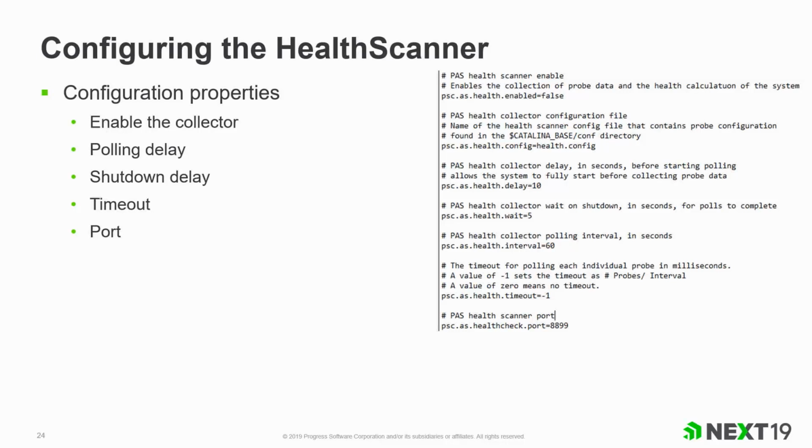This is probably Catalina.properties, which is one of the property files that you can edit through tcman config. The wait interval, we have a wait interval on shutdown so that we can wait for a poll to complete. And then the interval, how long you're going to be collecting. These are all the defaults here, so every minute we'll run through a collection phase.